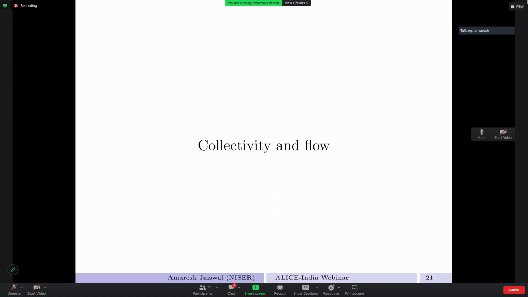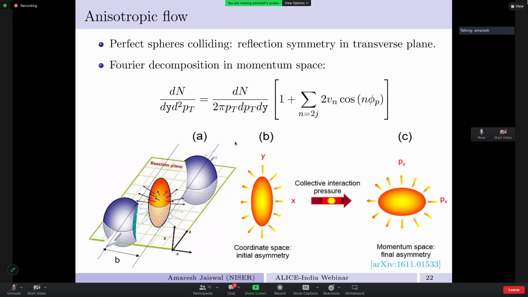So, collectivity. Let's start with the anisotropic flow that is measured in experiments, and I will start with the old picture that we have, of perfect spheres. The idea was that the whole thing could be modeled as perfect, Lorentz contracted spheres. They collide, and they produce an almond-shaped geometry in the overlap zone, which is a perfect almond. So it has reflection symmetry about x and y.